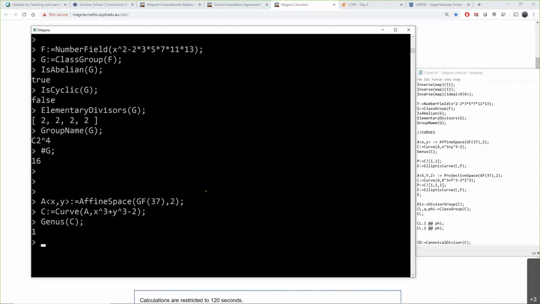Remember that elliptic curves are smooth projective curves of genus 1 with at least 1 point. So let's check if this is an elliptic curve. So I can check, I believe, is this smooth?